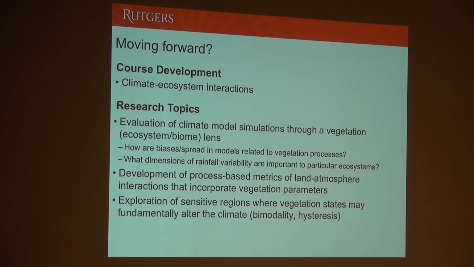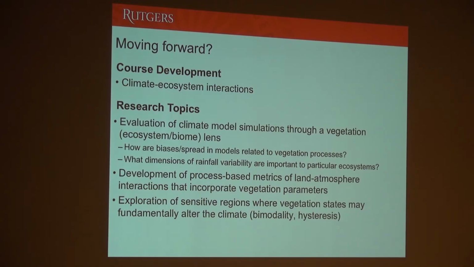I spend a lot of time analyzing climate model simulations. And so one of the things, and this is some discussion I've been having with some ecologist colleagues, is how to develop evaluation systems for climate models that really take a vegetation or ecosystem or biome type of approach. One of the things we spend a lot of time doing in the study of climate models is trying to understand biases, or if we're looking at ensembles or groups of models, the spread in behavior that exists across those models. So, to what extent can we interpret or understand biases or model spread in terms of vegetation processes?